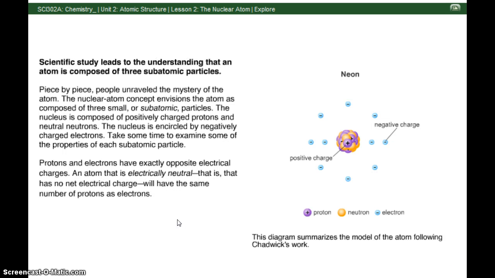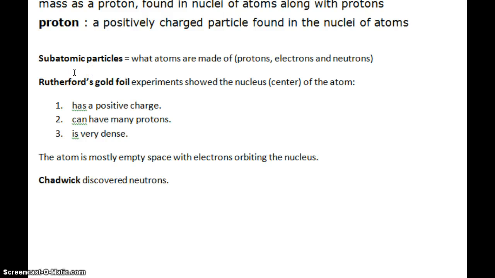Scientific study leads to an understanding that an atom is composed of 3 subatomic particles. Piece by piece, people unravel the mystery of the atom. The nuclear atom concept envisions the atoms as composed of 3 small or subatomic particles. And I'm going to stop there. Let's add that to our vocabulary list. Subatomic particles: what atoms are made of. Specifically, the protons, electrons, and neutrons.